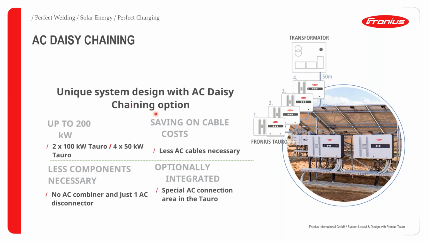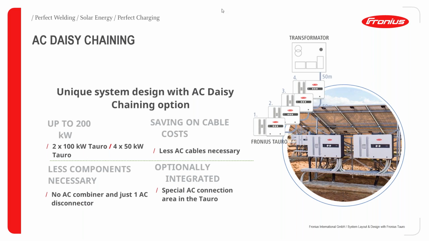So this is a unique system design with the AC-DC chaining, and this can work up to 200 kilowatts per subsystem, okay? This translates to 200 kilowatt Tauros or 450 kilowatt Tauros. In this example I've got 450 kilowatt Tauros. The main advantage is that you're going to use fewer AC cables and fewer components are necessary. The reason is that there's no AC combiner and you just need one AC plus connector.